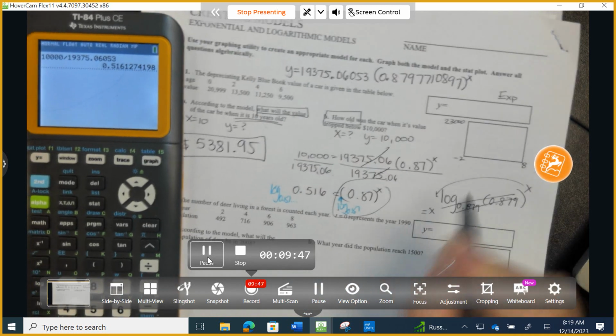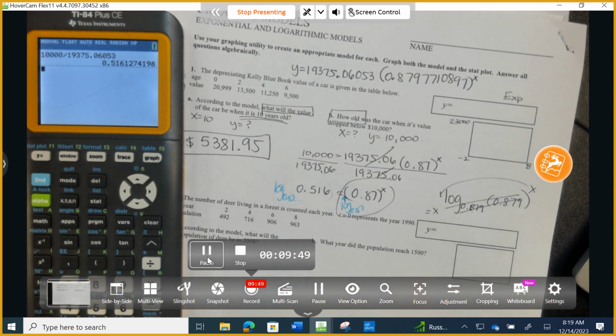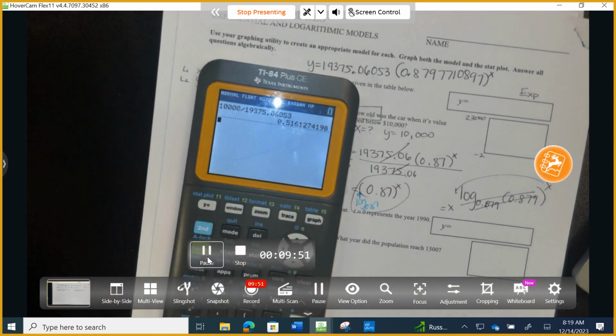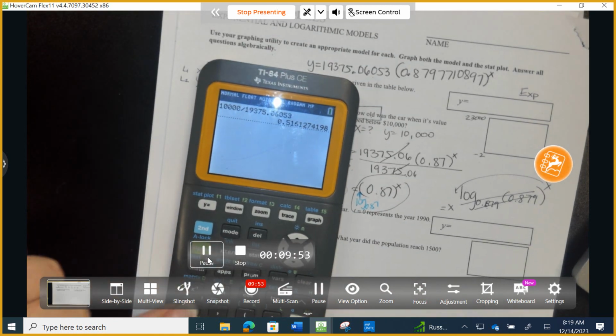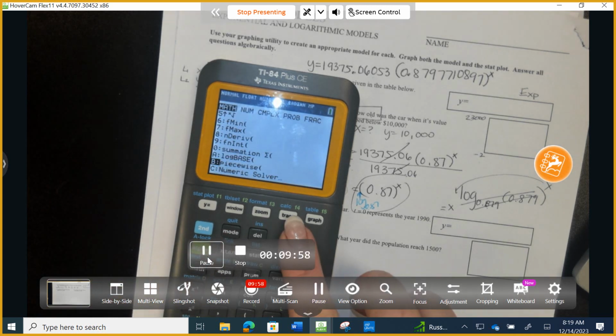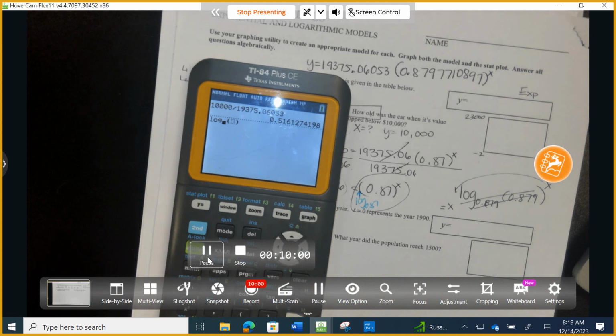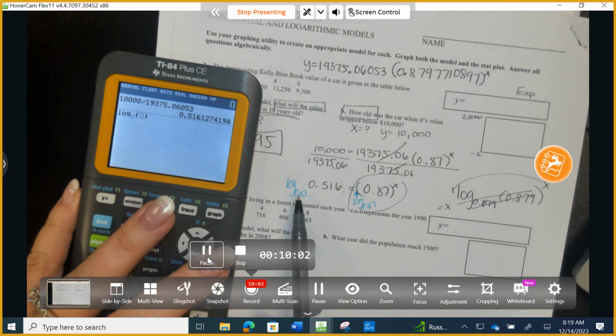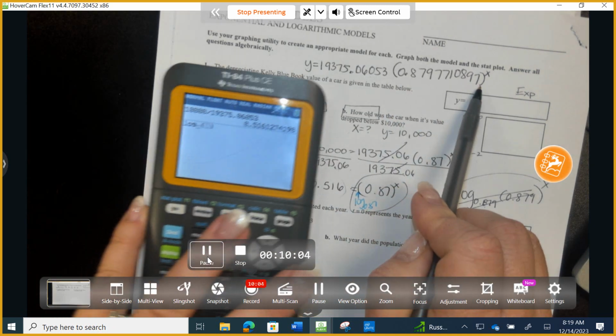So x equals. Now on this side, I want to plug in the exact answer. So how am I going to do that? I'm going to hit math, and I'm going to go up 3 places. Now, in the log position, I need to write down this entire number.